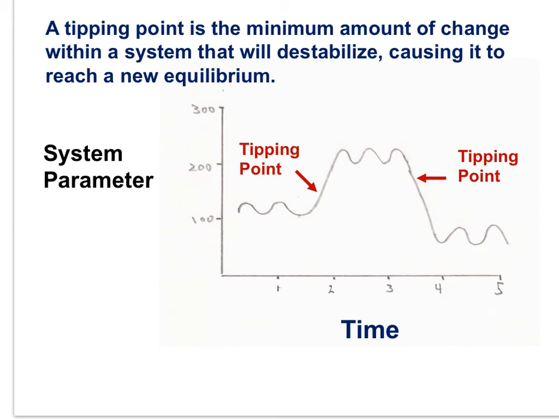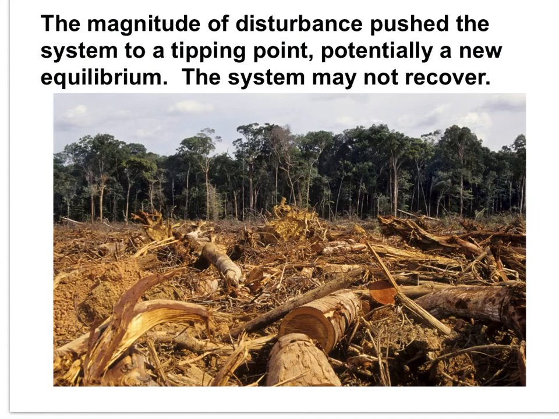Or if a late stage of succession is highly disturbed, deforestation for example, a tipping point might be reached and the system may be moved to a new equilibrium. The magnitude of disturbance, in this case massive deforestation, could push the climax stage of succession to a tipping point, potentially a new equilibrium. The system may not recover. An ecosystem's capacity to survive change may depend on its diversity and its resilience.